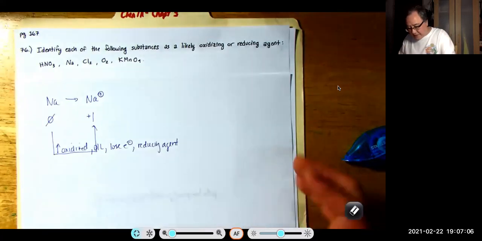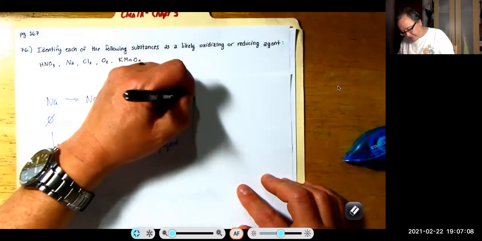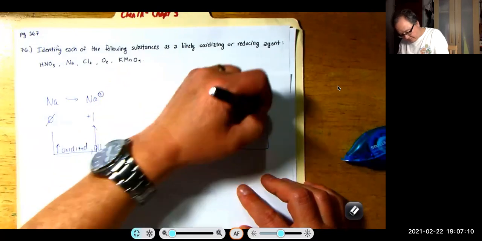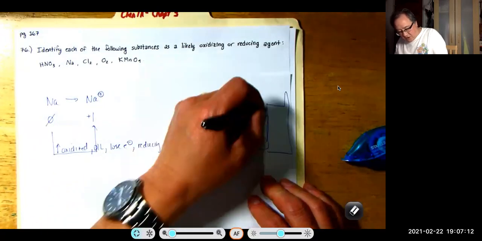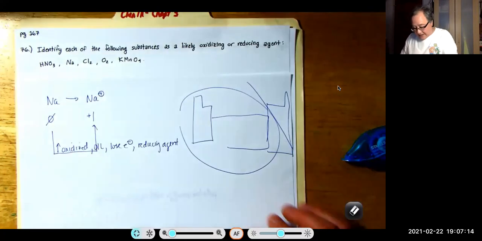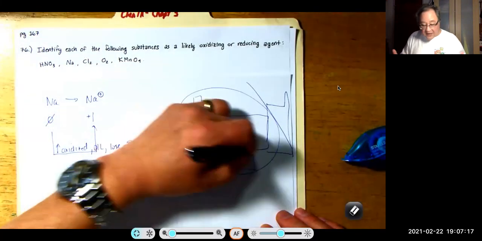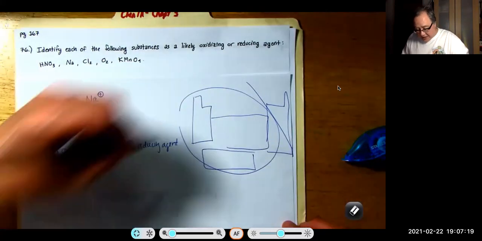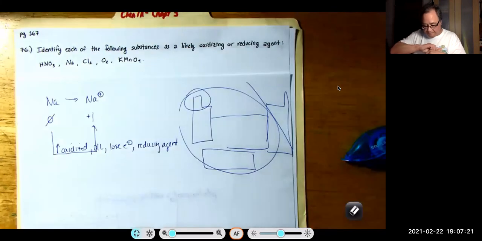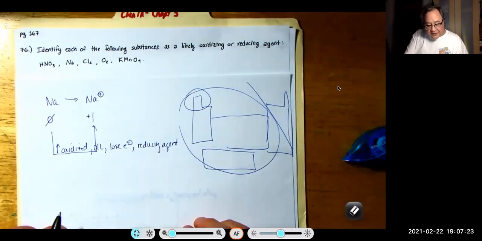What things like to become cations? And the answer is all of this stuff likes to become cations. So all of these guys are reducing agents. Now, we're not going to include hydrogen in that. That's a little different. Let's look at Cl2.